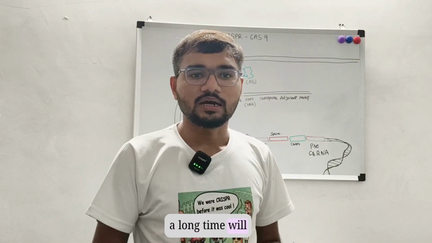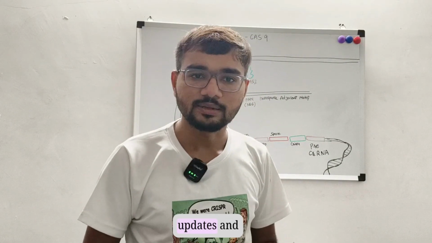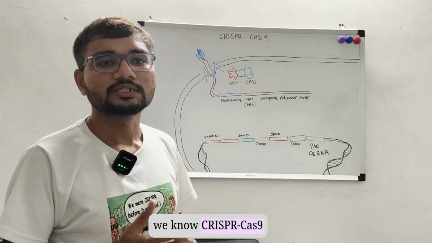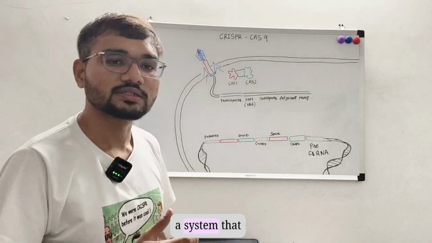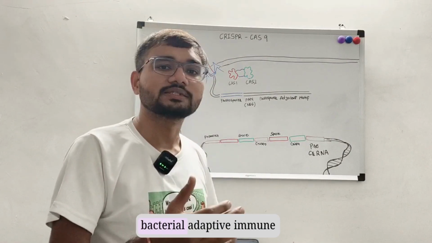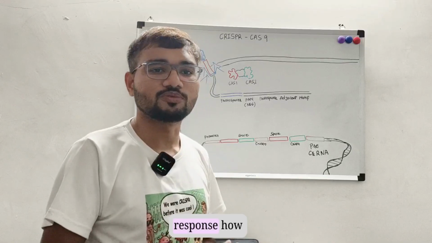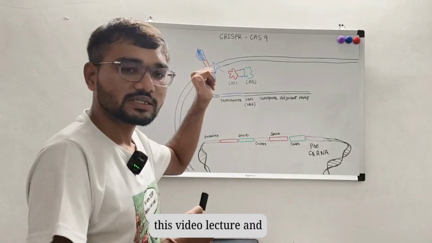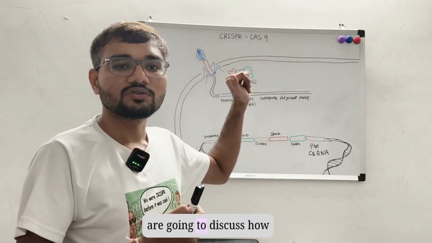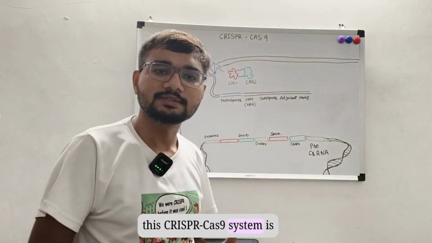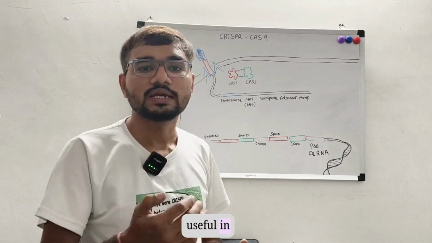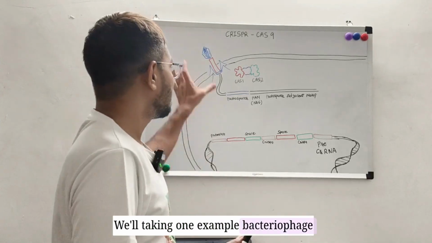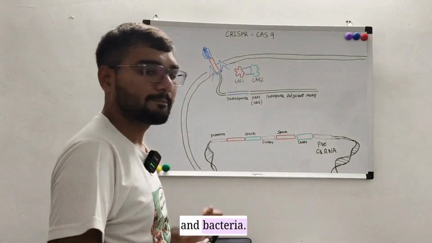After a long time, we'll come with another exciting update, and the name is CRISPR-Cas9. As we know, CRISPR-Cas9 is a system that defines the bacterial adaptive immune response. How? We're going to discuss in this video lecture. And second, we're going to discuss how this CRISPR-Cas9 system is useful in research. So let us start. Well, taking one example, bacteriophage and bacteria.